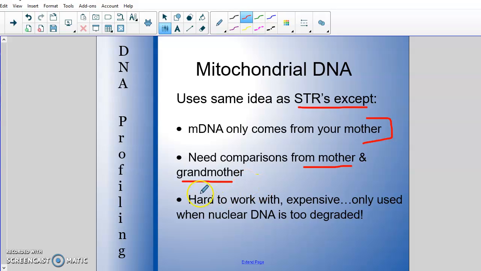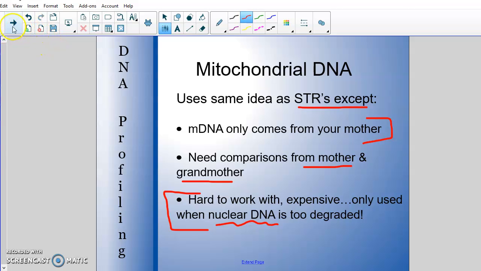The issue with mitochondrial DNA is it's hard to work with, it's expensive, so the only reason that they really ever use it is if for some reason they cannot get nuclear DNA. The nuclear DNA is too degraded over time, or they don't have it available for some reason. Otherwise, they don't usually use mitochondrial DNA. It's not a common practice, but I do like to let you guys know. And they go through exactly the same process. It's just they can only compare it to the mom's side of the individual, which is why it's a little more challenging to use.